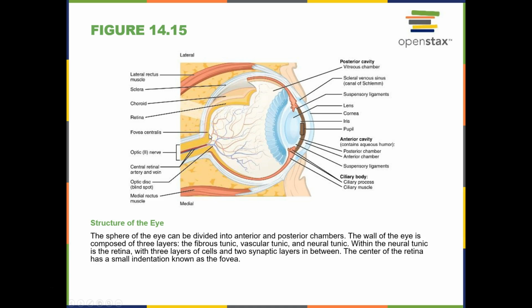Then over here we have a tiny region called the fovea centralis. This is the area for the best visual acuity, so it contains the majority of your cones. It doesn't have rods, but it has a lot of cones, and so when light comes in and focuses on this fovea centralis, you're going to have a perfect image there.